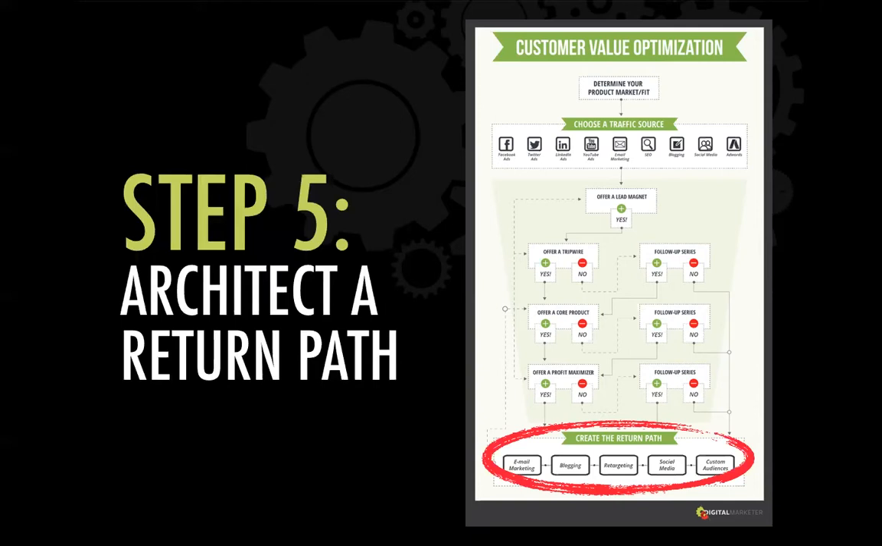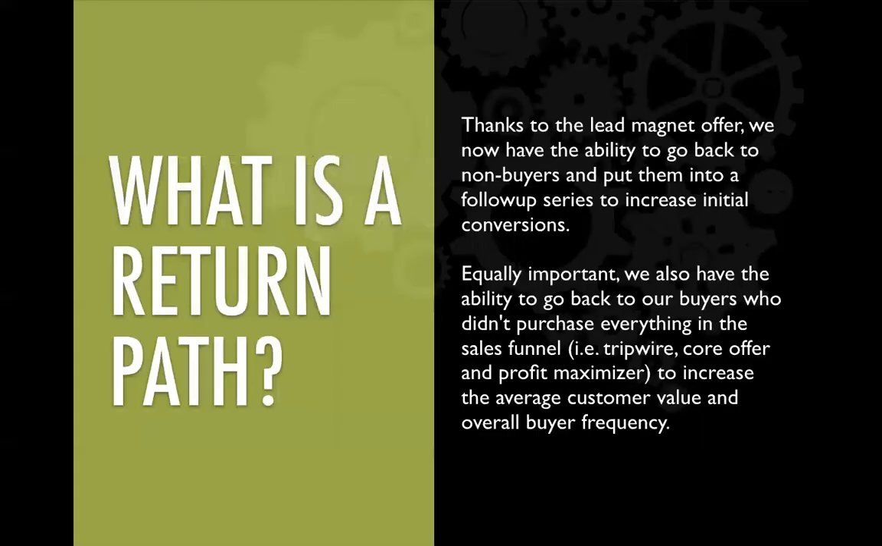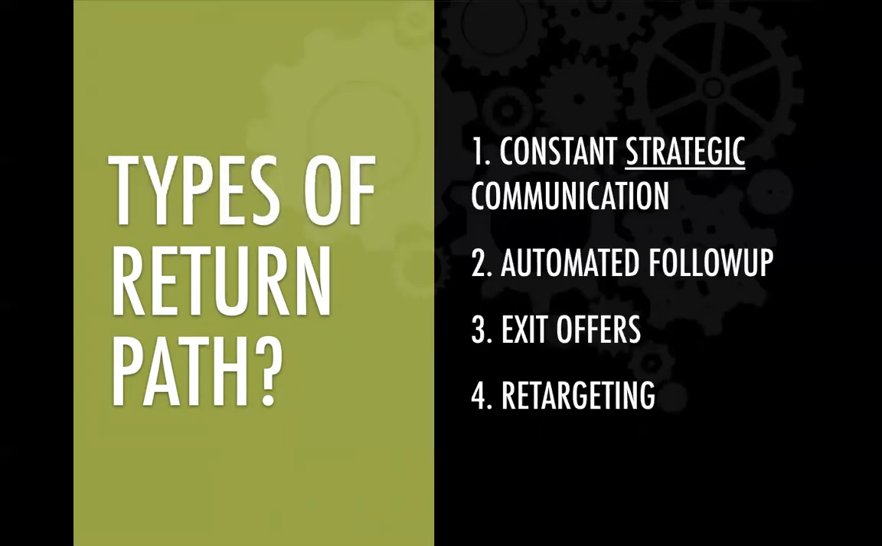Hope that example helped. So step 5, architect a return path. What is a return path? Thanks to the lead magnet offer, we now have the ability to go back to non-buyers and put them in a follow-up series to increase initial conversions. Equally important, we also have the ability to go back to our buyers who didn't purchase everything in the sales funnel, i.e. our tripwire, core offer, and Profit Maximizer, to increase the average customer value and overall buyer frequency.